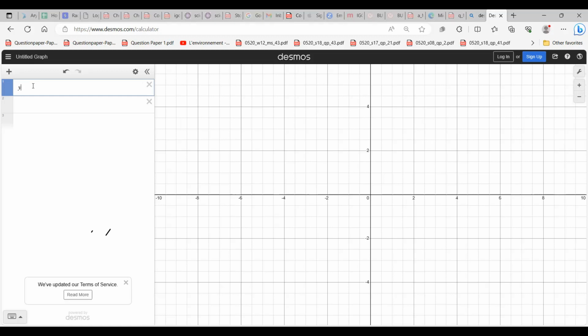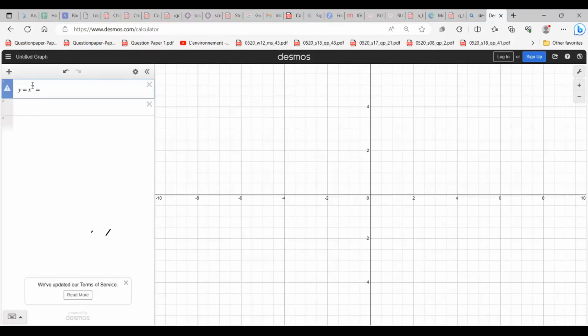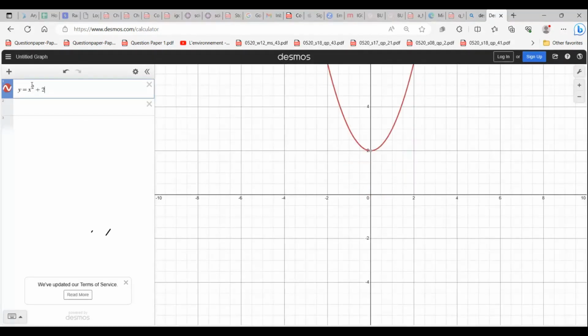So what is a curve like? y is equal to x square plus 2x. So this is what we are going to get.